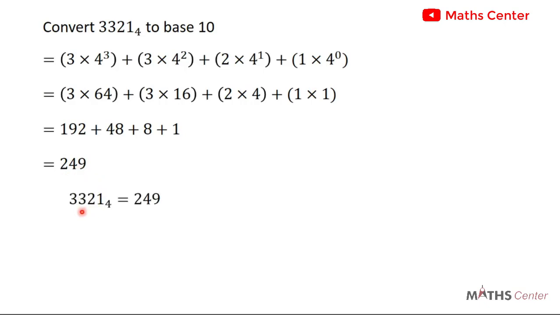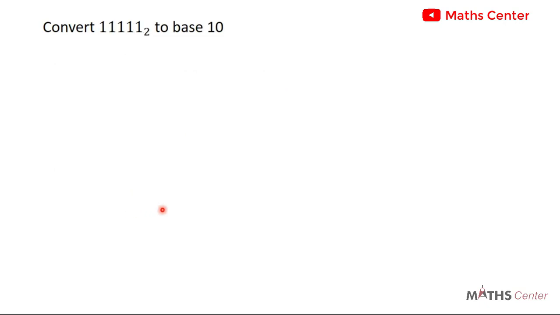So which means that if you convert 3321 base 4 to base 10, we are getting 249 base 10.